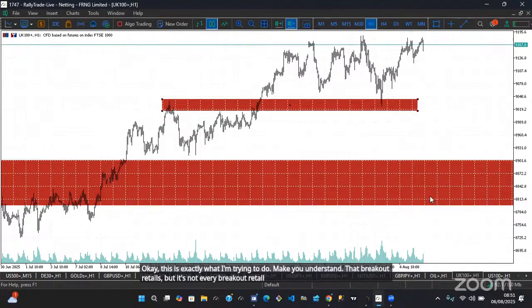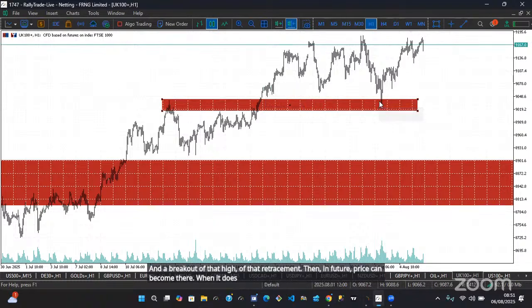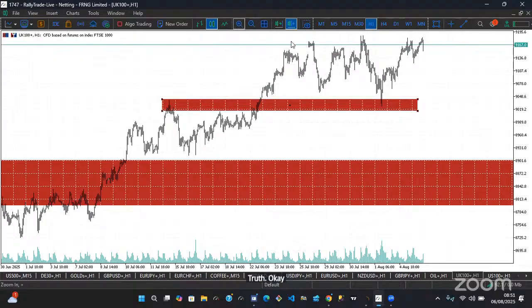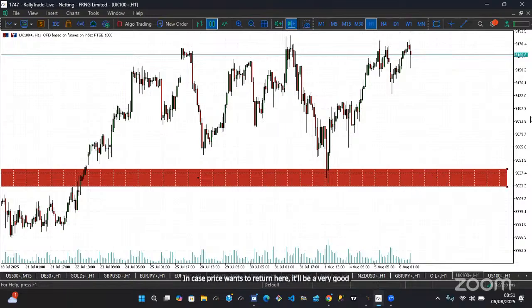The break and retest has to be with the one that left a significant mark in the market: a push, a significant retracement, and a breakout of the high of that retracement. Then in future, price can return there. When it does, I have a good trade. So we will leave this level. In case price wants to return here, it will be a very good point to buy from again. So this is UK 100.